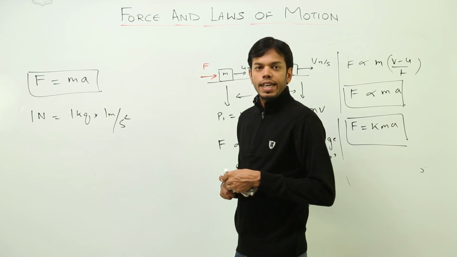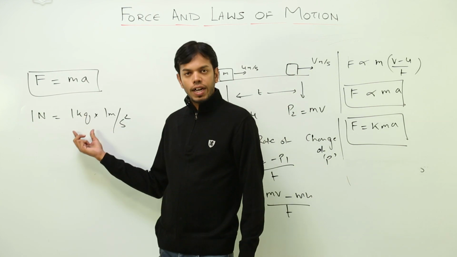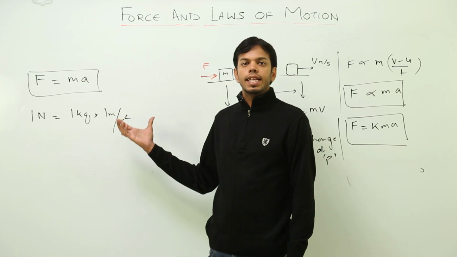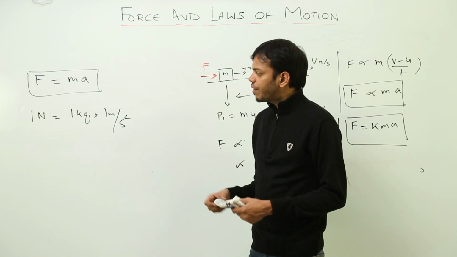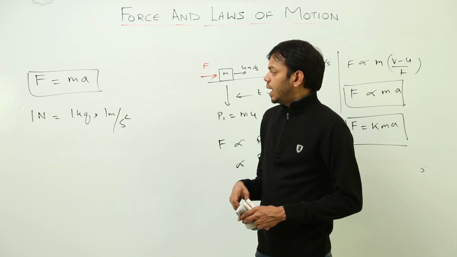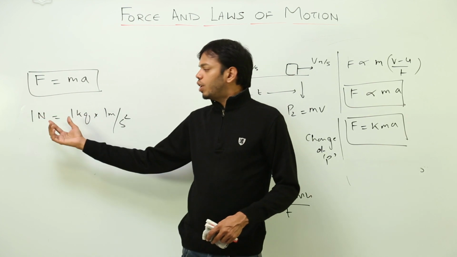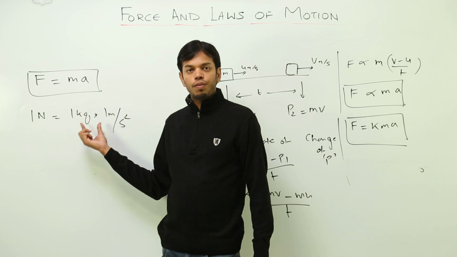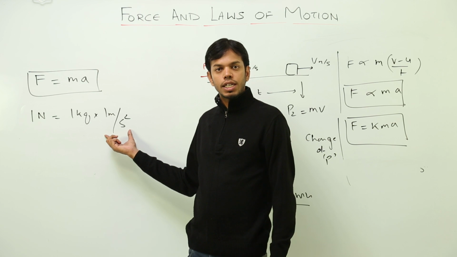So let's define 1 newton. When a body of 1 kg is moving with an acceleration of 1 meter per second square, then the force acting on it is said to be 1 newton, right? Let me paraphrase it another way. 1 newton of force is that amount of force which when applied on a body of mass 1 kg will produce an acceleration of 1 meter per second square on it.